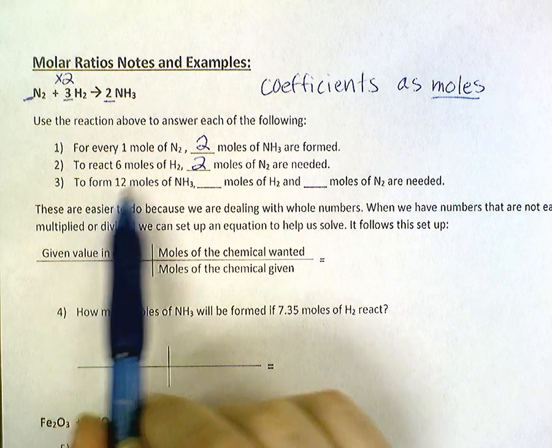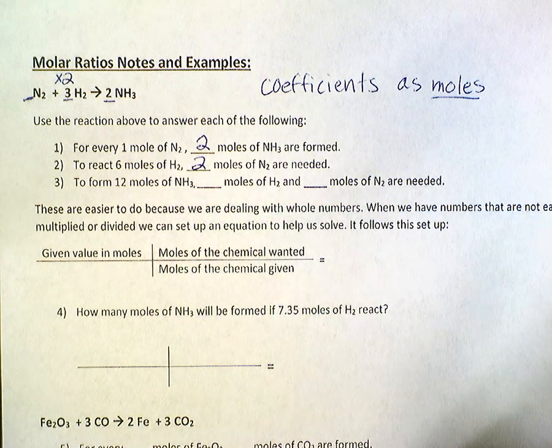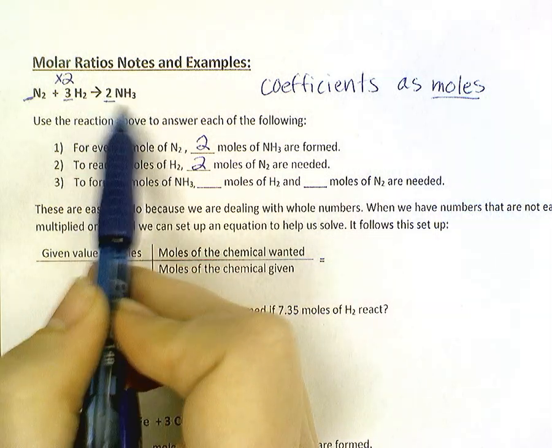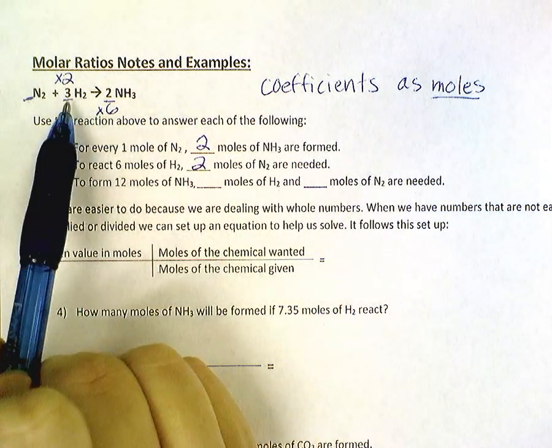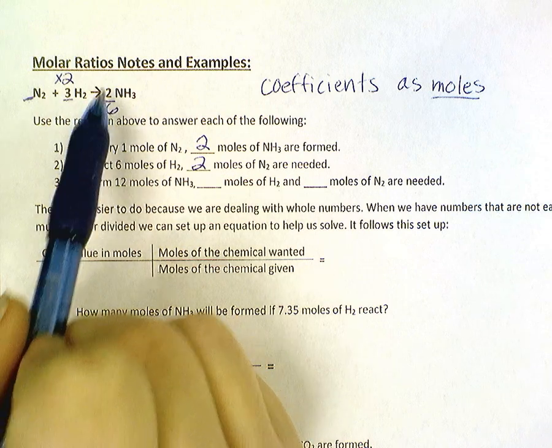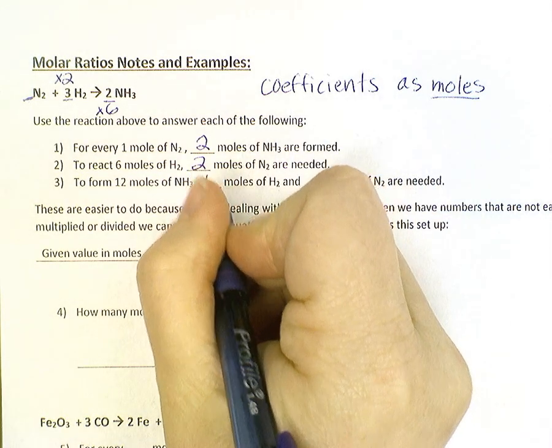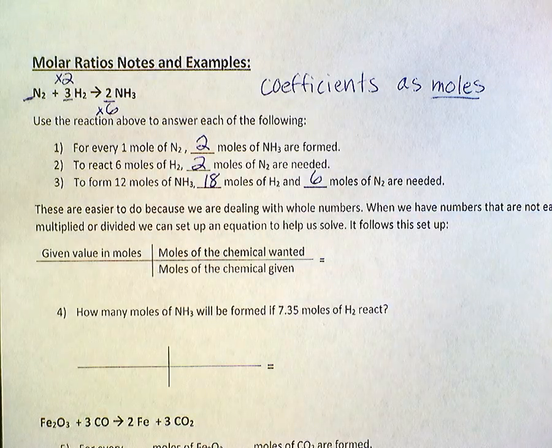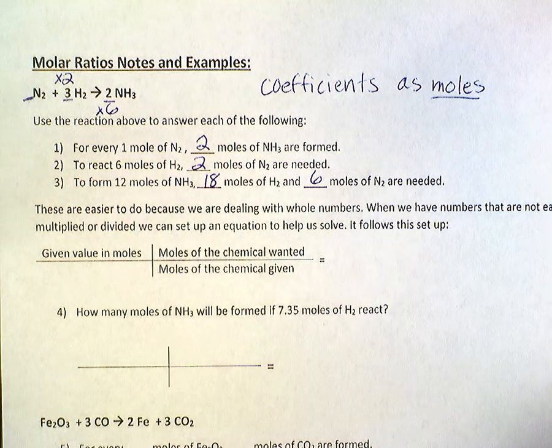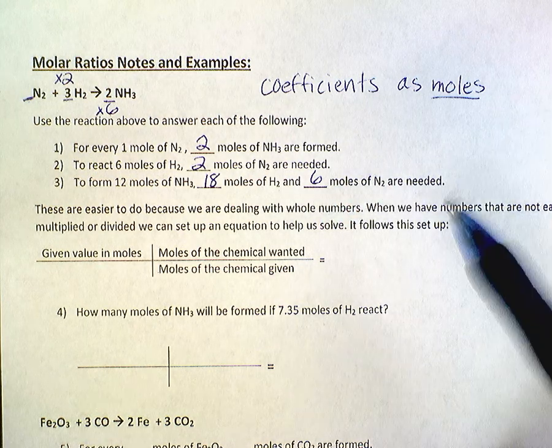And our last one says to form 12 moles of ammonia, NH3, blank moles of hydrogen and blank moles of nitrogen are needed. So if we wanted to get to 12 moles of ammonia, we'd have to multiply this by 6. So we'd want to do that to all of them. So 2 times 6 would give us 12. 3 times 6 would give us 18 moles of hydrogen. And 1 times 6 will give us 6 moles of nitrogen. So it's like taking all the coefficients and multiplying them by a whole number to see what the relationship is.